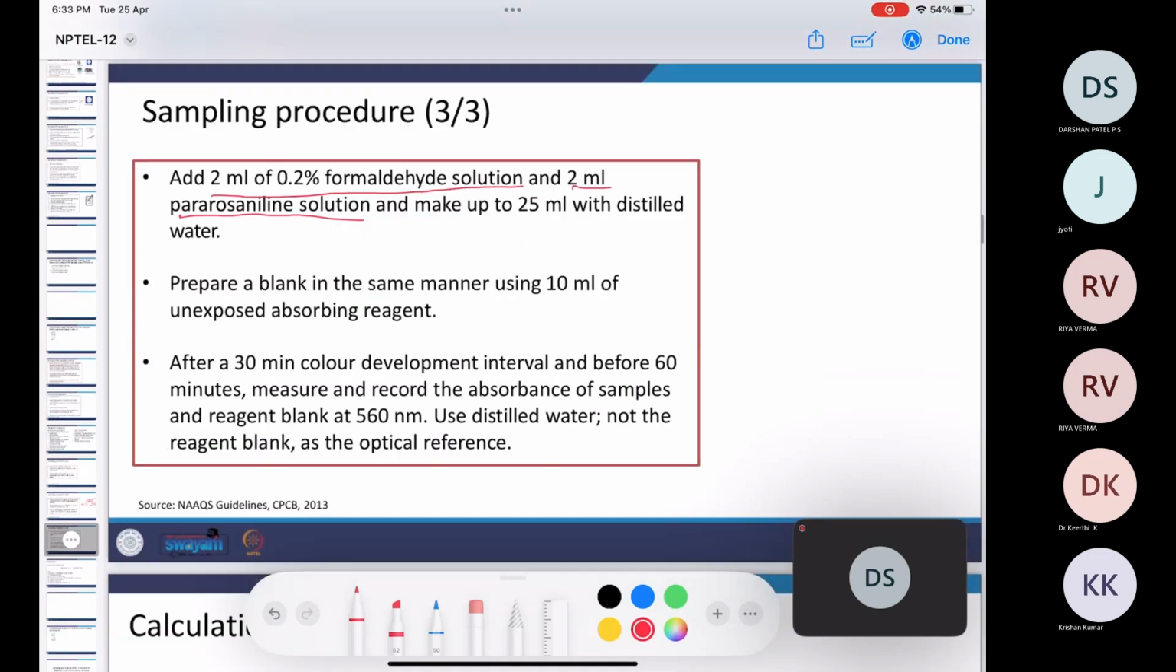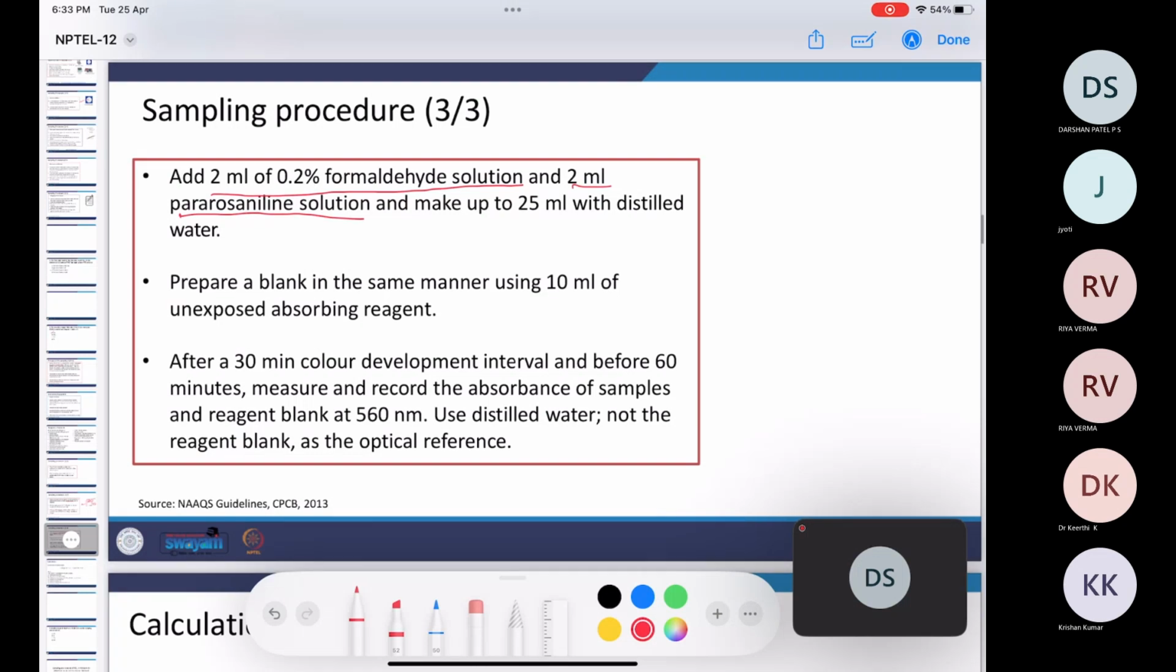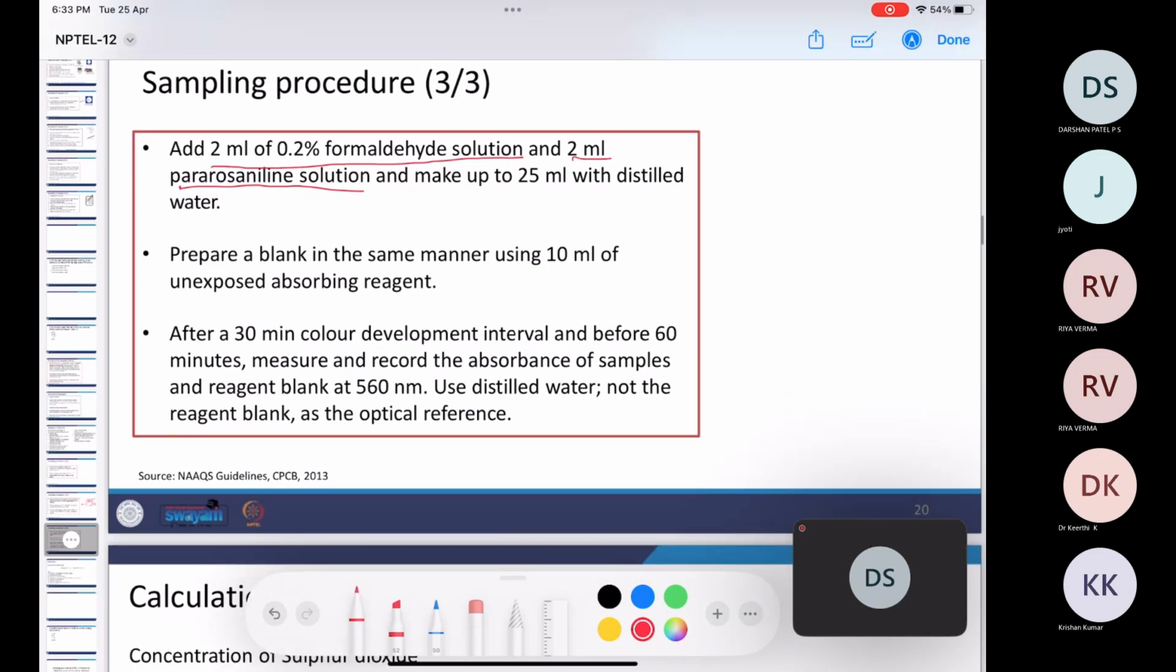And after a 30-minute color development interval and before 60 minutes, measure and record the absorbance of samples and reagent blank at 560 nanometers. Use distilled water, not the reagent blank, as the optical reference.